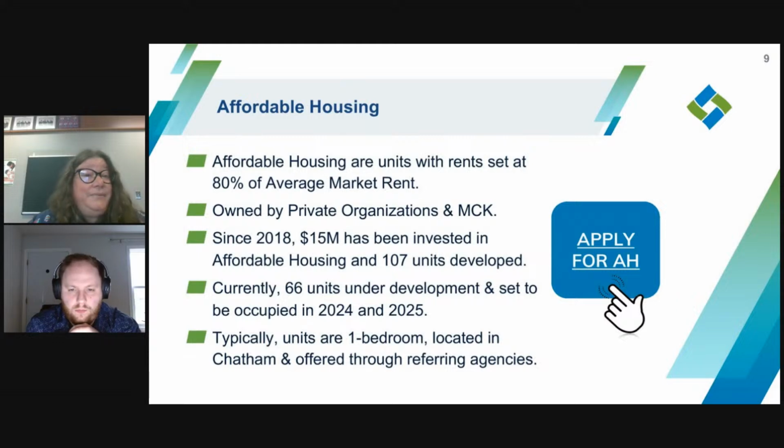Since 2018, we've spent about $15 million to invest in affordable housing units, and 107 additional units to the 1,381 RGI units have been developed. Currently we have 66 units under development that we anticipate will be occupied by winter of 2025. Most of the units are 1-bedrooms because that's what our greatest need is in Chatham-Kent right now.